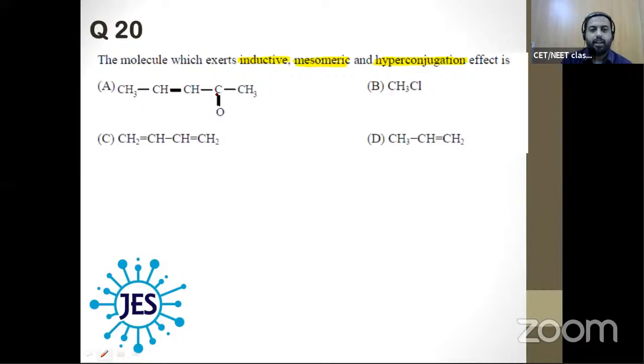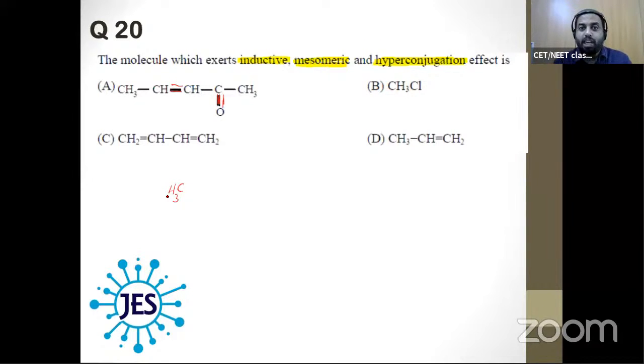I'll rewrite it. C double bond O. That's it. C double bond C. Now let's identify. Look at option A. Inductive effect is something which is there in all molecules. Inductive effect is universal. As long as there is electronegativity difference, there will be inductive effect. And electronegativity difference arises when there are atoms of different elements. So inductive effect is something you can expect in almost all.